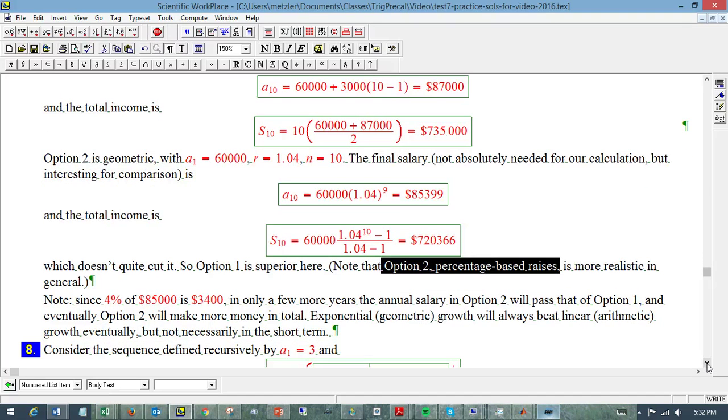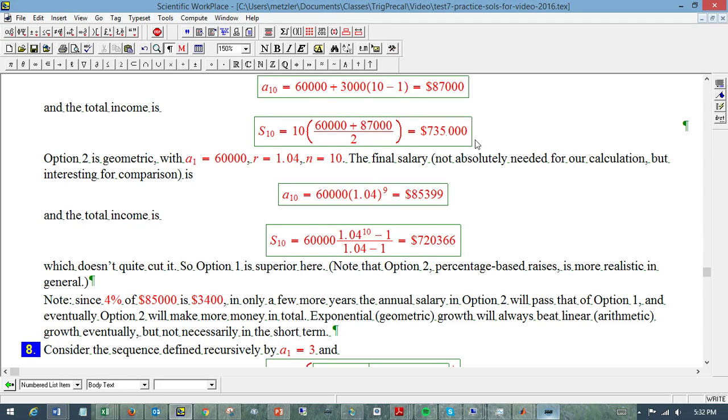Now let's look at this. The $85,000, the next 4% raise you're going to get though is $3,400. So you're going to start making up after this 10th year. You're going to get bigger raises than the other guy. So after 20 years, I didn't calculate it out, but I'm pretty sure option 2 is going to be better. And it's an interesting question to play with the numbers here.